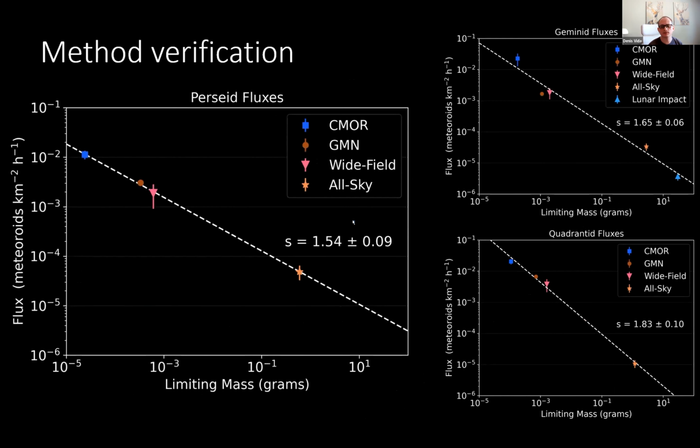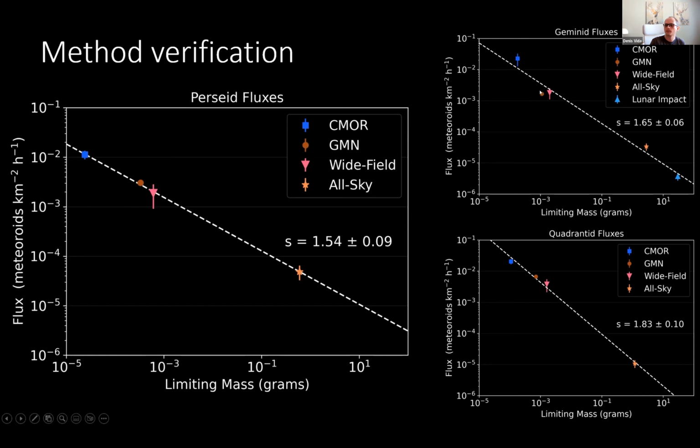So we have to verify the method somehow. So we used other observations, previous numbers from the literature, to compare the fluxes for the Perseids, the Geminids, and the Quadrantids. And we can see that our numbers, which is this point here, and this point here, and this point here, actually match well for most showers. The Geminids are an interesting case. They're about a factor of 2 less than what is expected.